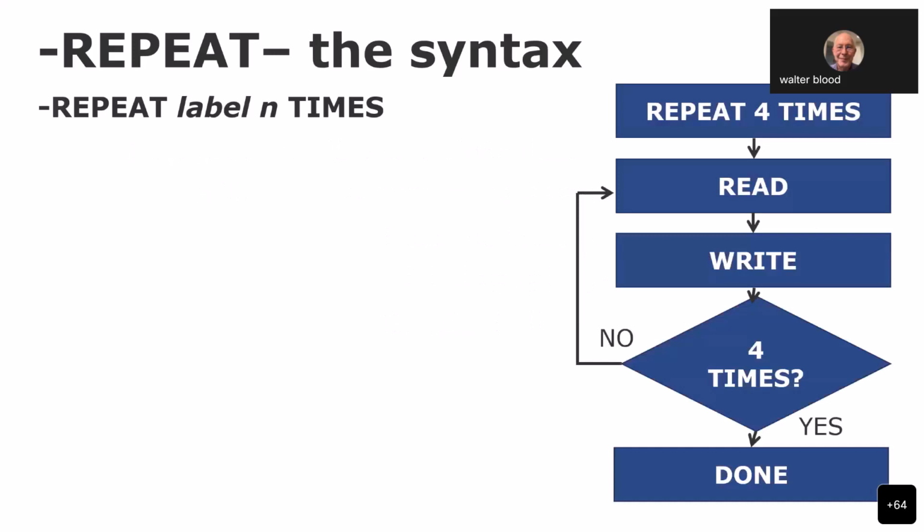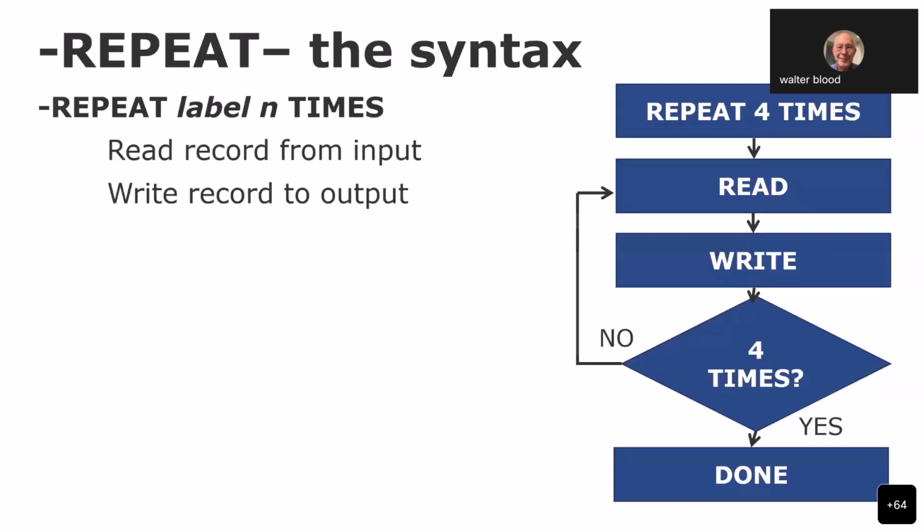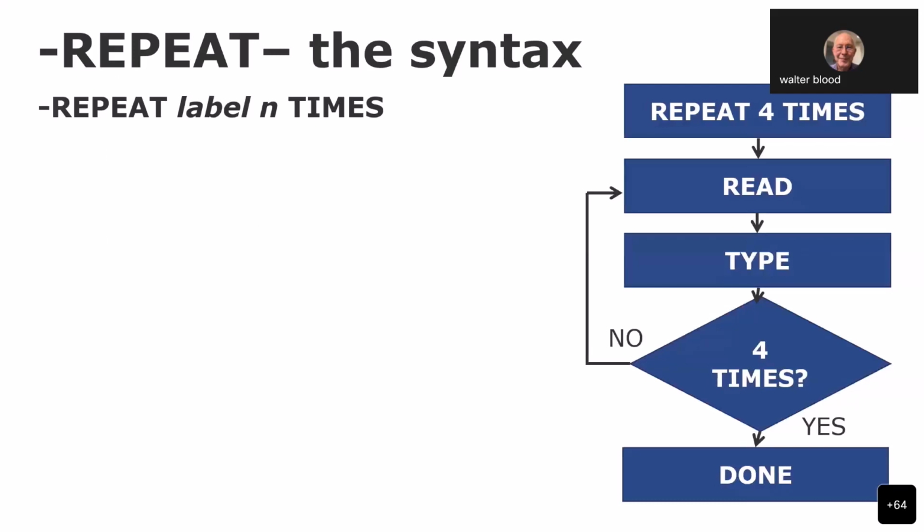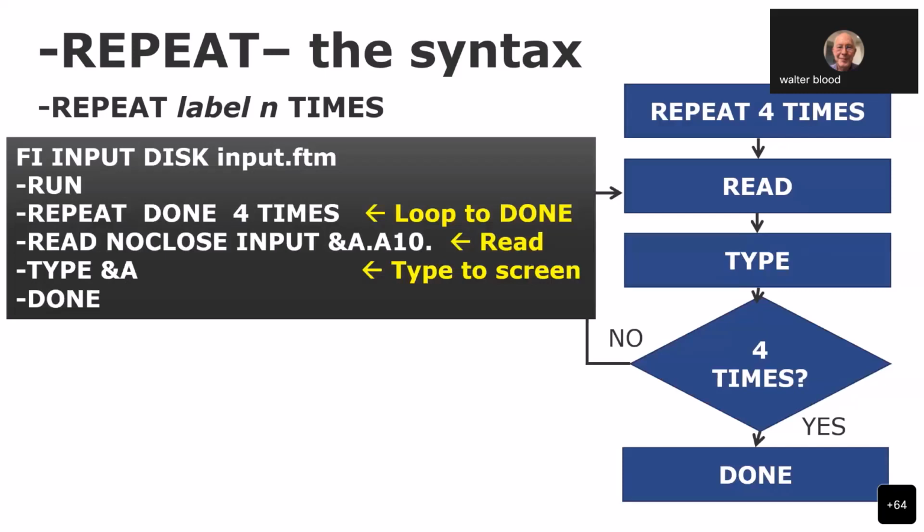It's only evaluated once. Now, here's another simple case where I'm going to use repeat. I'm going to repeat this particular case 4 times, and I'm going to be repeating to done. And now I'm going to read a record from the input, write a record to the output, and I want this done 4 times. Very straightforward. I can do that very simply now.